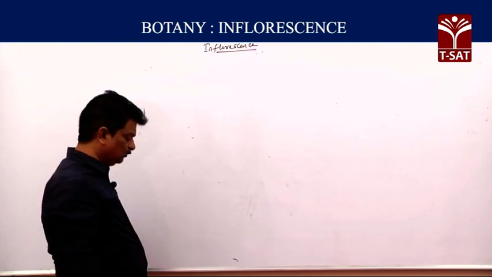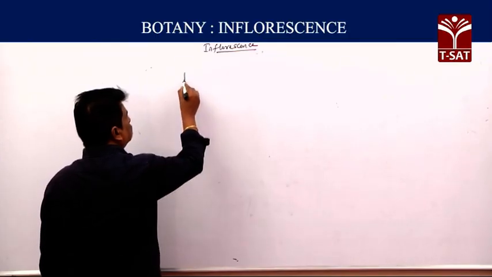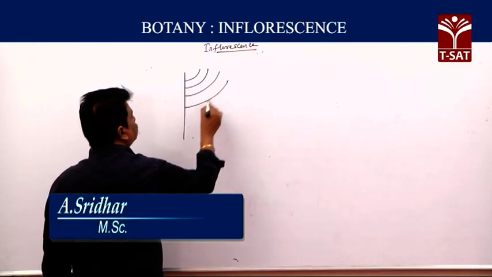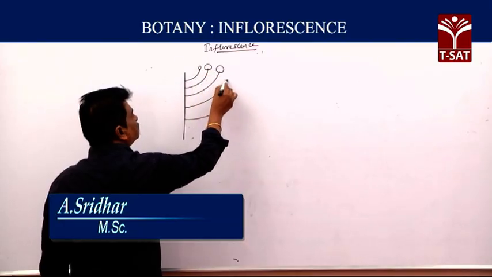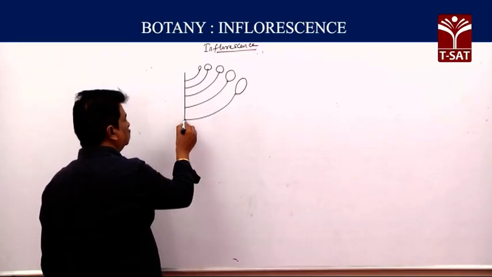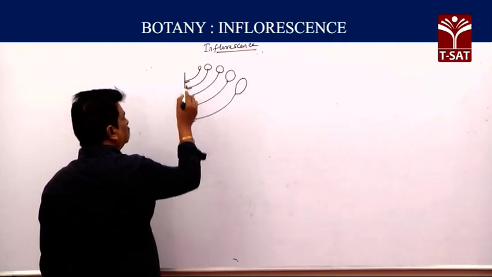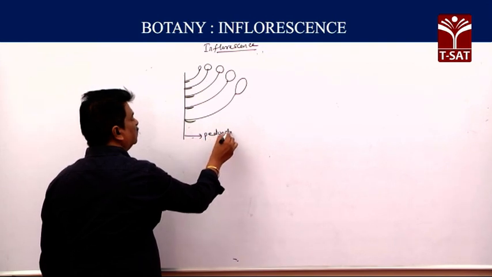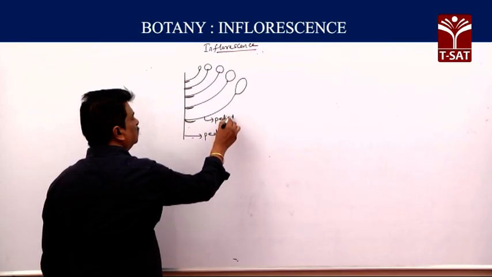Inflorescence. What is inflorescence? A group of flowers present on a common stalk is called inflorescence. The stalk of the inflorescence is called the peduncle. The stalk of a flower is called the pedicel.